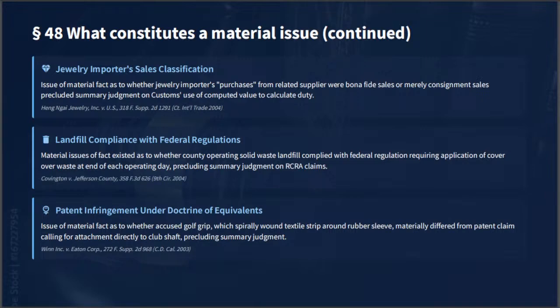Ninth Circuit, 2004. Then we have patent infringement under the doctrine of equivalents. This is an issue of material fact as to whether an accused golf grip, which spirally wound a textile strip around a rubber sleeve, materially differed from the patent claim calling for attachment directly to the club shaft, precluding summary judgment. Yeah, the nitty-gritties are for the jury, aren't they? These patent infringement ones are for the juries for sure. That's Wynn Incorporated versus Eaton Corp., California, 2003. I wonder if Wynn won.